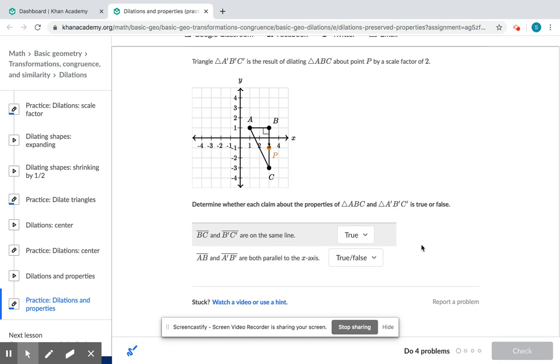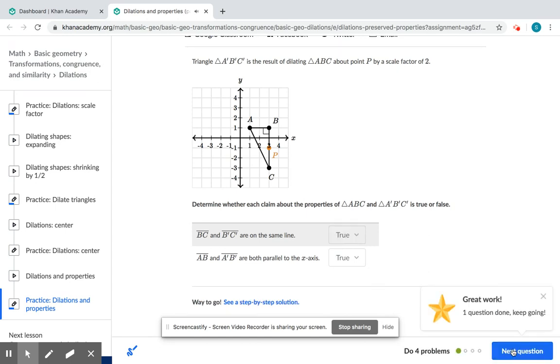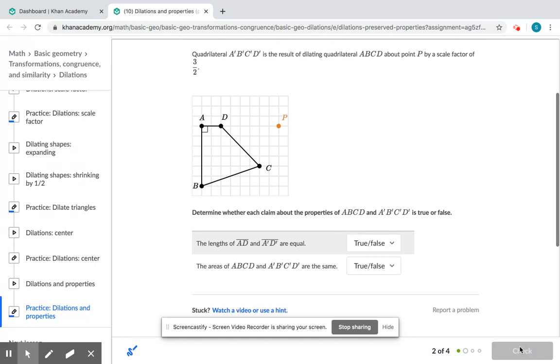And the other one is line segment AB and line segment A prime, B prime are both parallel to the x-axis. So that's this guy right here. And if this were to get bigger, it would still be parallel because we have a right triangle that's upside down. So that means that it is parallel, and you can give that a true. And I think that's all you have to do for this one. Yep. So you just have to kind of know your properties. Let's try the next one.